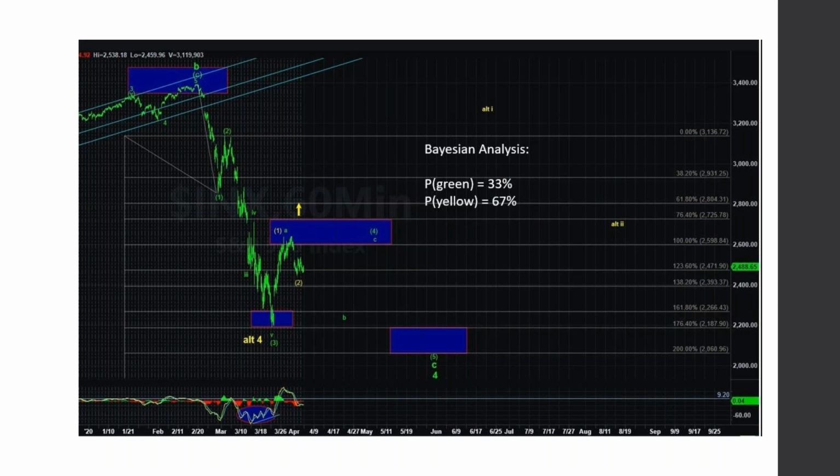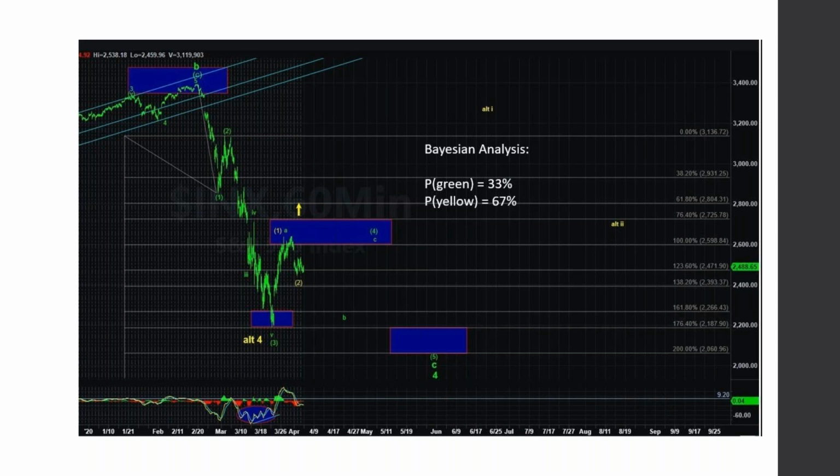This tells me that if Bayesian analysis were presented with this 100 times, 67 times it would lean towards this going yellow, and 33 times it would lean towards going green. So it's not perfect. It's an indicator. It's a lean. It's how you might want to position. It's how you might want to think about things.